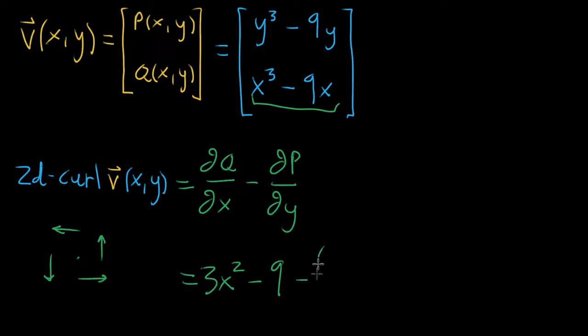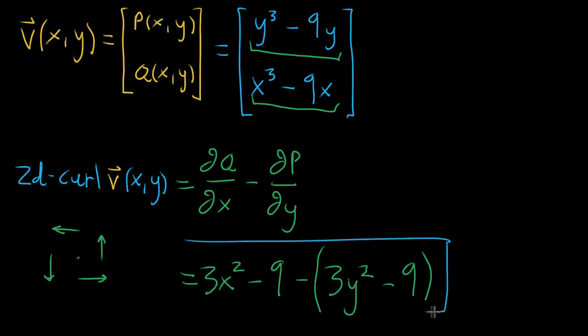And then we subtract off whatever the partial derivative of p with respect to y is. So we go up here, and it's entirely in terms of y, and due to the symmetry, we're just taking the same calculation, 3y squared, that derivative of y cubed, minus 9. So this right here is our two-dimensional curl. And let's go ahead and interpret what this means.